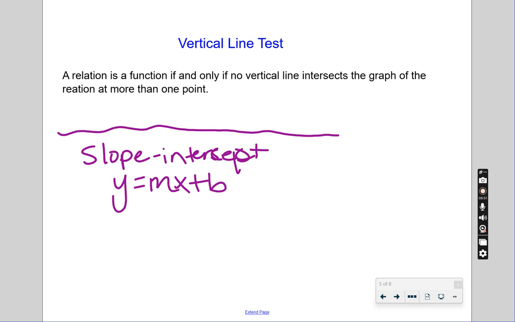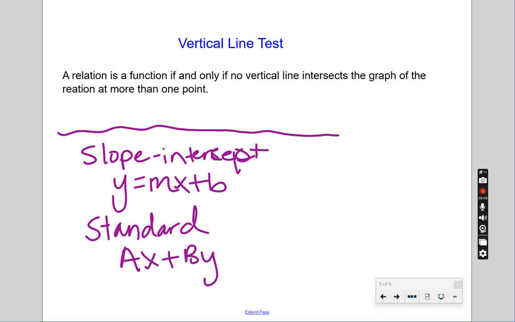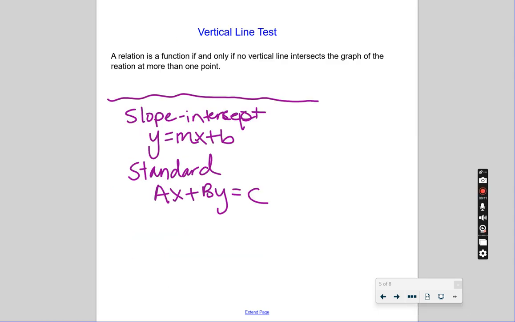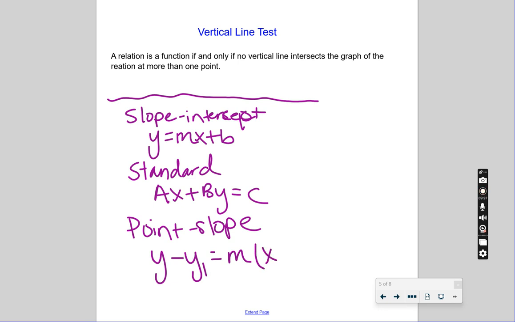Anyone know another form for linear functions? There are two more I'm looking for. Standard, yes. This is the one people forget about. Standard is ax plus by equals c. There's one more I'm thinking of. Point-slope, exactly. Point-slope, that's my favorite one. This one is y minus y1 equals m times x minus x1.